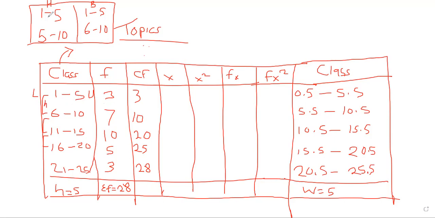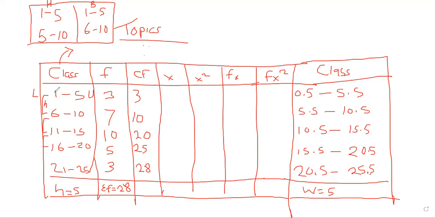If it is already 1 to 5, 5 to 10, don't subtract 0.5 because it's already adjusted. So here, the height, 6 minus 1 is 5, 11 minus 6 is 5, so the height is what? 5, the distance from here. Okay. That's the height. Right, okay.